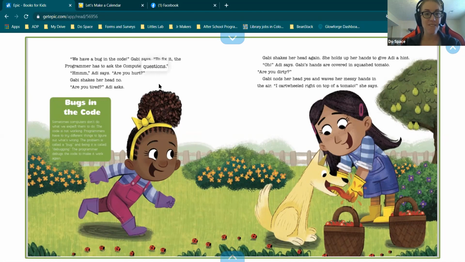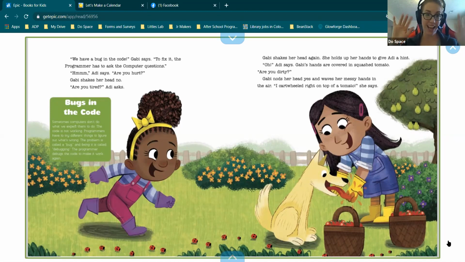So Gabby says to fix it, the programmer has to ask the computer questions. Are you hurt? says Addie. Does she look hurt? Gabby shakes her head. No. Are you tired? asks Addie. Does she look tired? Gabby shakes her head again. She holds up her hands and gives Addie a hint. Oh, says Addie. Gabby's hands are covered with smashed tomatoes. Are you dirty? Gabby nods her head yes and waves her messy hands in the air. I wheeled right on top of the tomatoes.